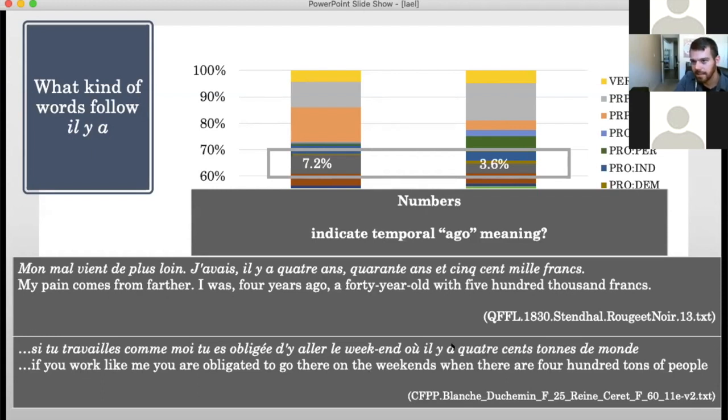And in this case, this is a nice little example. If you work like me, you're obligated to go there on the weekends when there are 400 tons of people, right? So we have the same number, the same context around it, but two completely different purposes. So it is not immediately apparent in the context around this which one we're talking about.